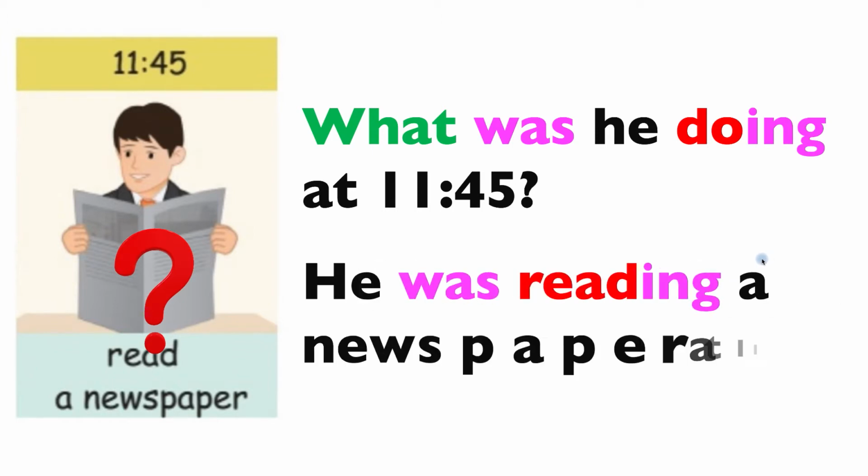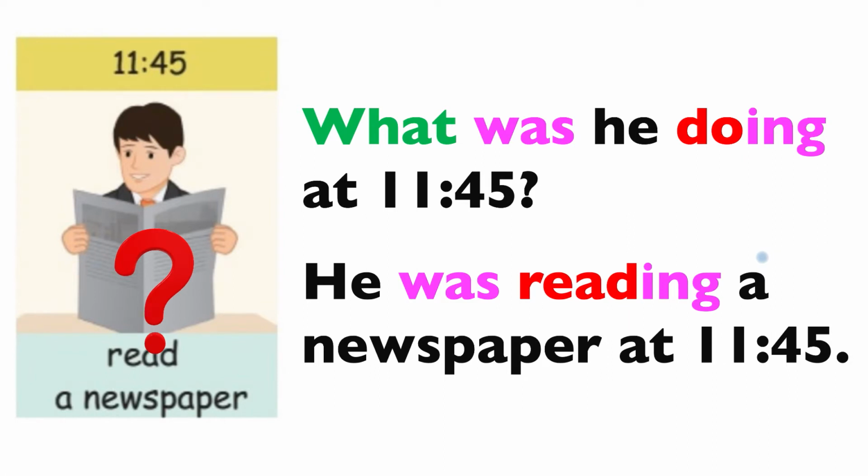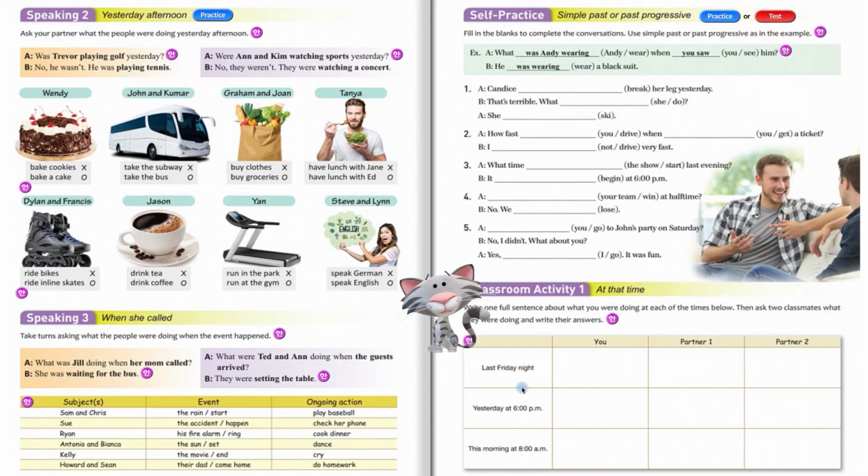So what was he doing at 11:45? He was reading a newspaper at 11:45. You can say the time first and then the rest of the sentence. At 11:45, he was reading a newspaper. This time expression can jump around. Well, that was the end of speaking 1.